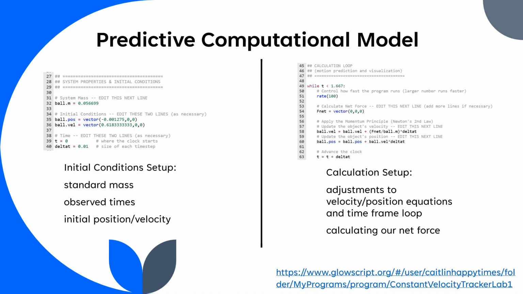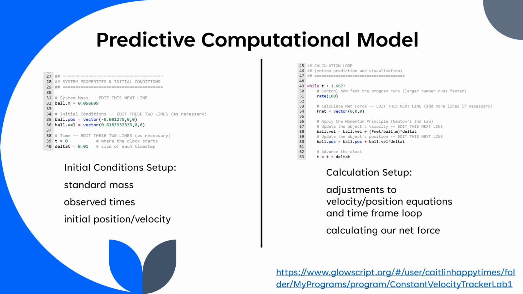Then, I went on to create a computational model using the starter code provided and inputting some initial information gathered from the return data of my Tracker video analysis, such as my system's mass, initial position, and observed start time, along with a calculated initial velocity obtained by taking the first and second position time sets.